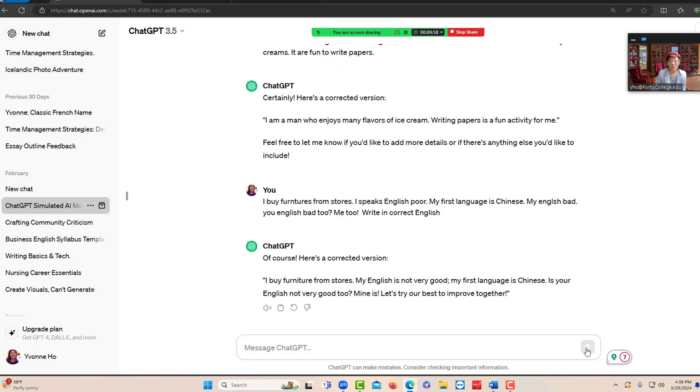I buy furniture from stores. My English is not very good. My first language is Chinese. Is your English not very good too? Mine is. Let's try our best to improve together. Gee, that sounds so much better than I buy furniture from stores. I speaks English poor. My first language is Chinese. My English bad. Your English bad too? Me too. And so many ESL students who are just learning English can benefit from ChatGPT.